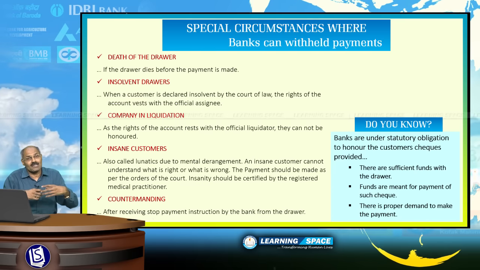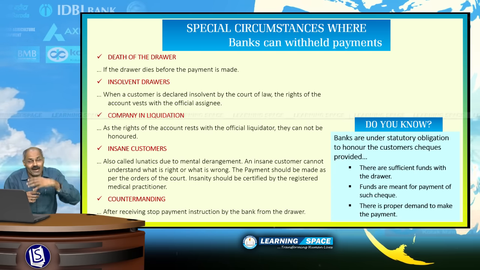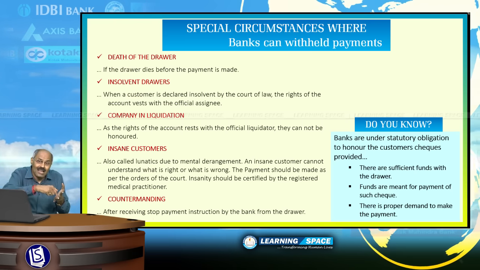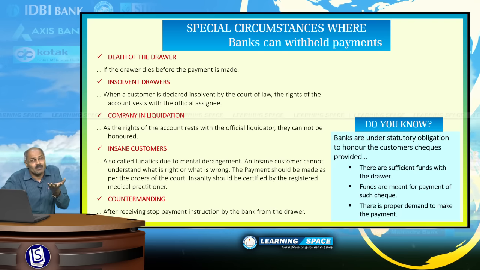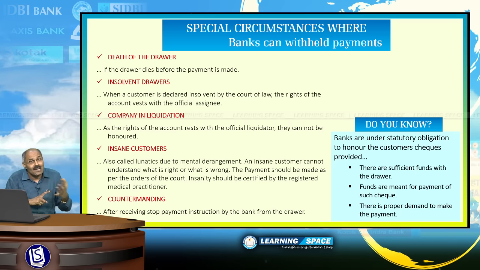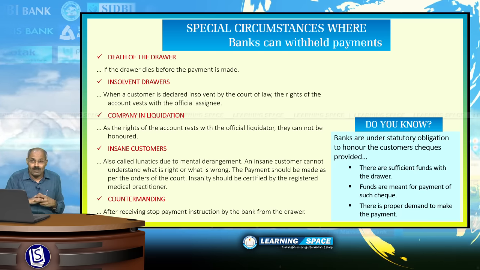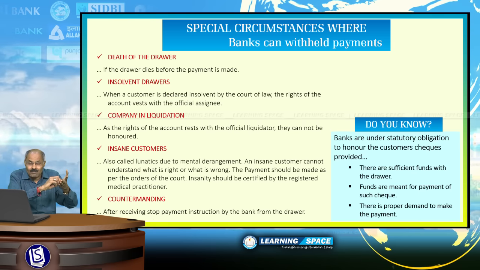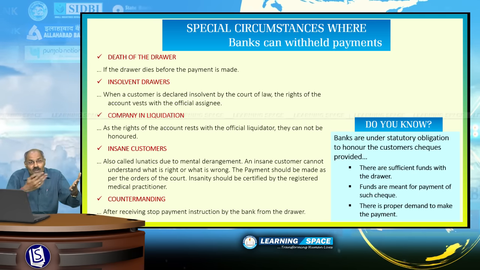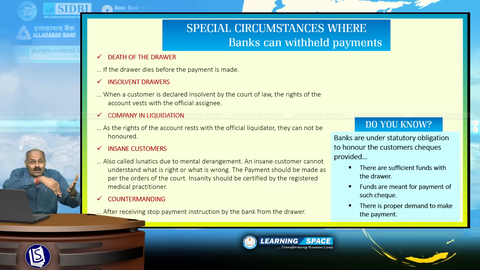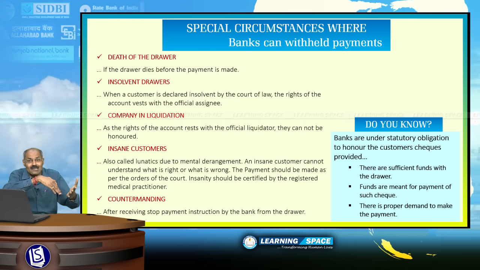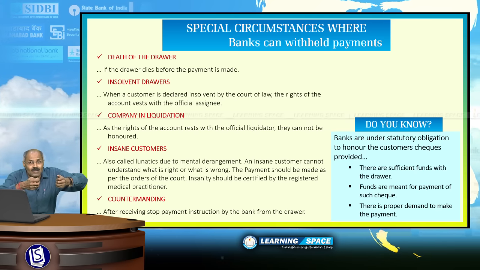First and foremost is when the death of the drawer occurs. Whoever is issuing the check, when his death occurs before the check is presented, then the bank can stop the payment. Second is insolvent drawers. X has given the check, but he was already declared insolvent. An official assignee was nominated by a court. Under those circumstances, he cannot operate his account.